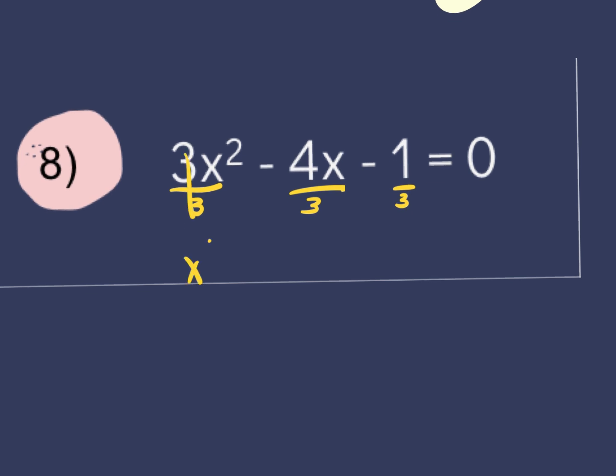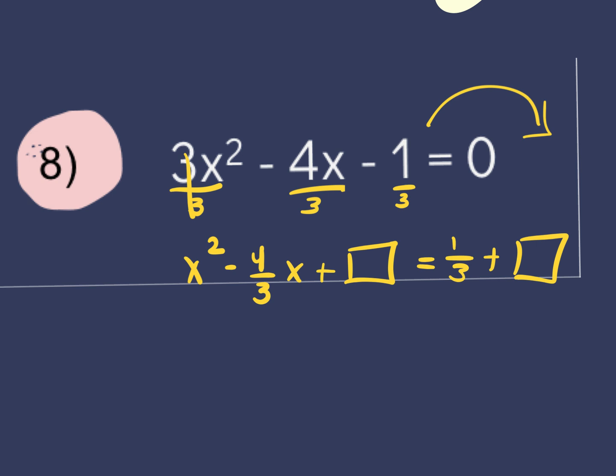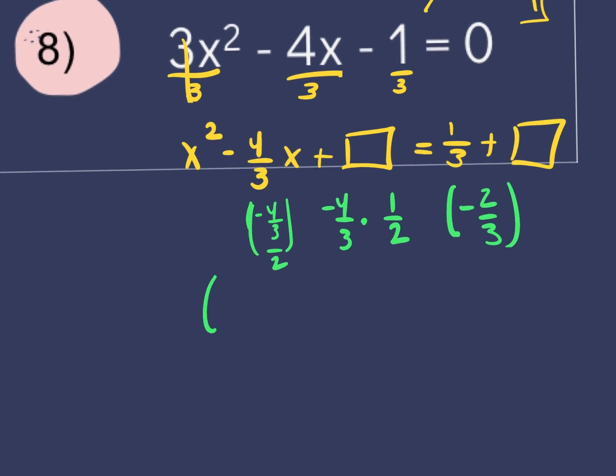So this crosses out. You have x squared minus 4/3 x. What am I going to do with this negative 1/3? We're going to move it over. So plus your box, or square, however you want to say it. And then I have 1/3 plus the box. Everything is exactly the same now. You take your b term. What is your b term? -4/3. And you divide it by what? 2. That's -4/3 times 1/2. What does that give you? -4/6, which is -2/3.